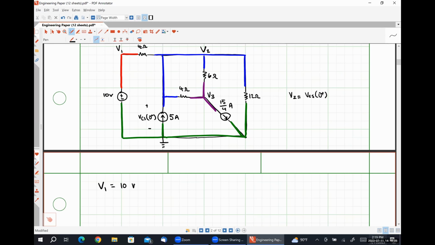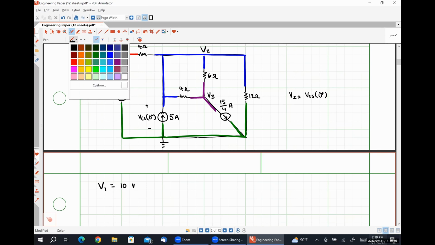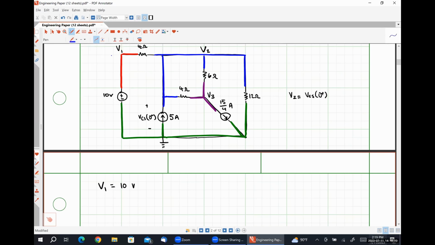So for our KCL equation at node 2, let me indicate which currents I'm adding together. So I'm going to have this current, this current, this current, this current, and this current are adding together. 5 terms in total.